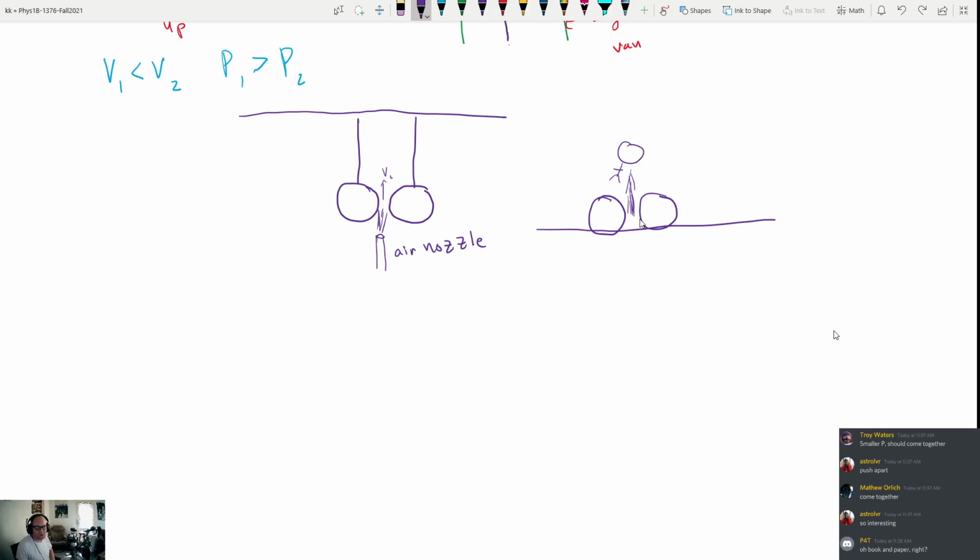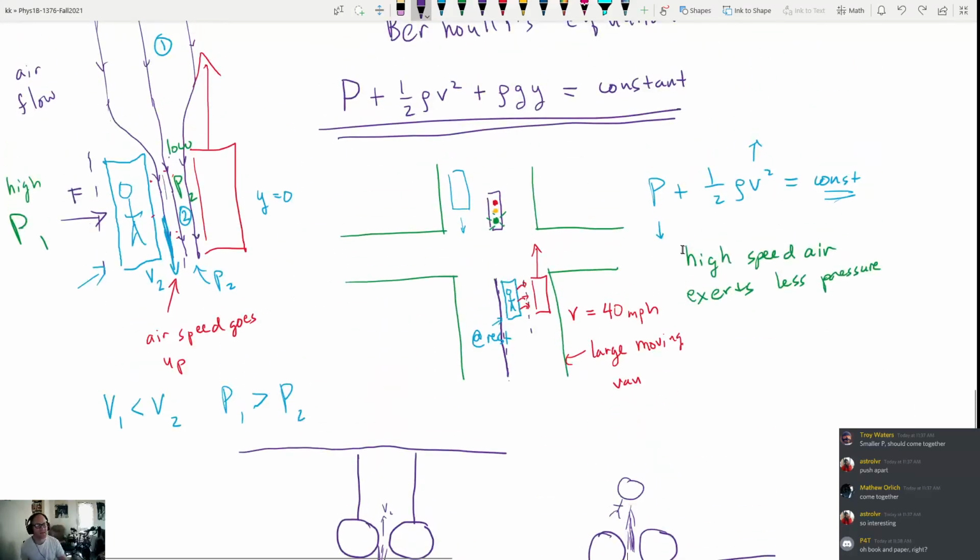So that is Bernoulli's equation. I'm simplifying it massively by saying that high-speed air exerts less pressure, but that's pretty much part of what it says. And that's one of the more impressive things about it. It's very surprising to me. Even doing this now, it very much surprises me that when you blow across the top, the paper actually lifts up. Did any of you try it yourself? Were you able to get it to work?